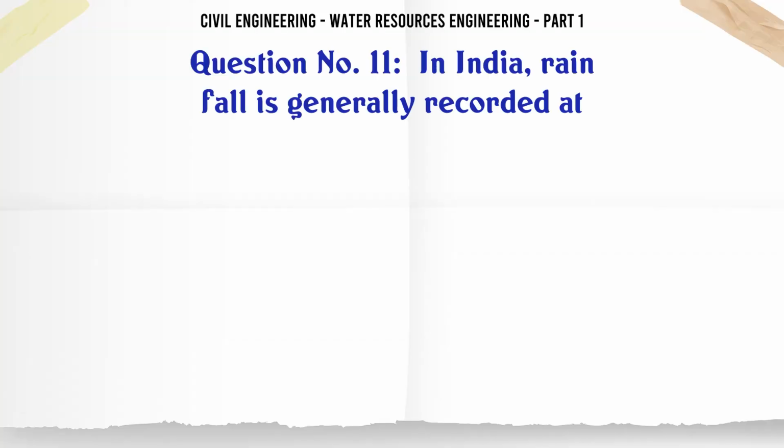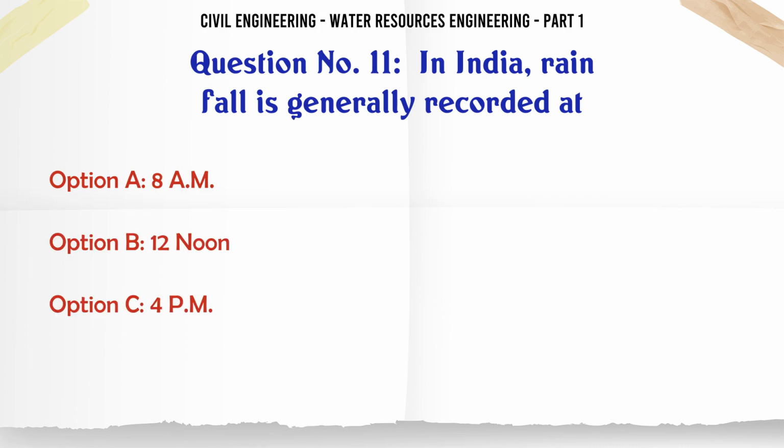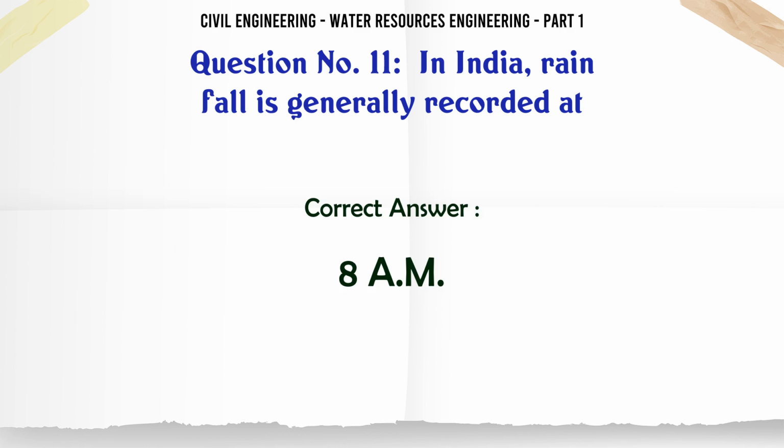In India, rainfall is generally recorded at A. 8 am, B. 12 noon, C. 4 pm, D. 8 pm. The correct answer is 8 am.